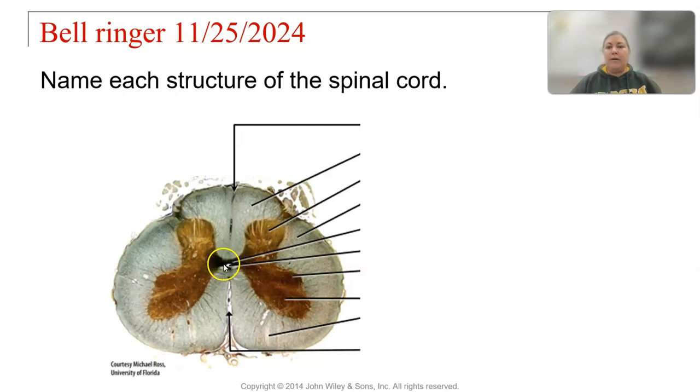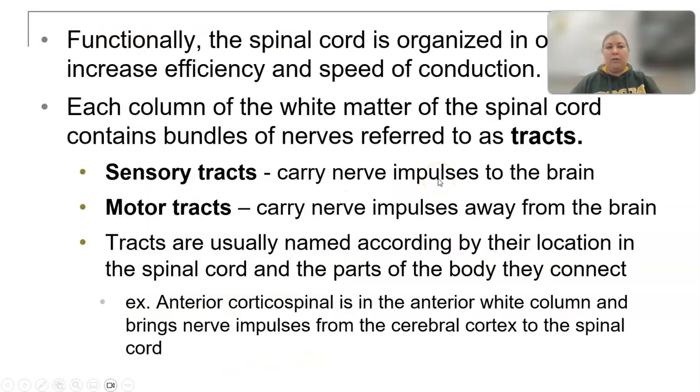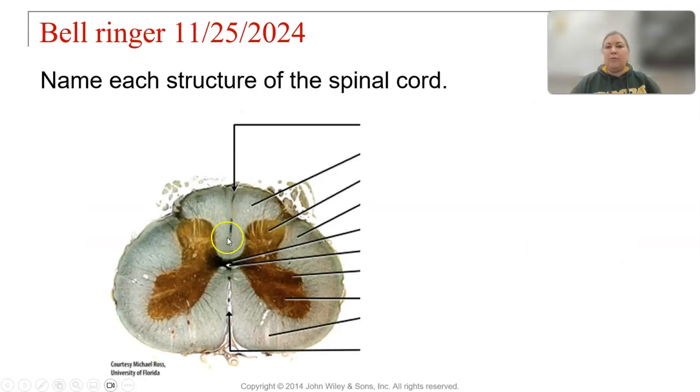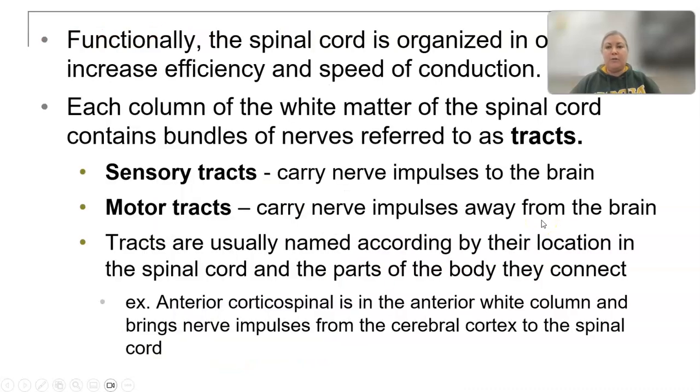We also have this passageway right through the middle that's full of cerebrospinal fluid called the central canal. So collectively, if we look at all of those, we have the posterior white column, the lateral white column, and the anterior white column. We also have the anterior median fissure and the posterior median sulcus. And then we have the posterior, lateral, and anterior gray horns. So this is going to become important today as we talk more about the function of the spinal cord.